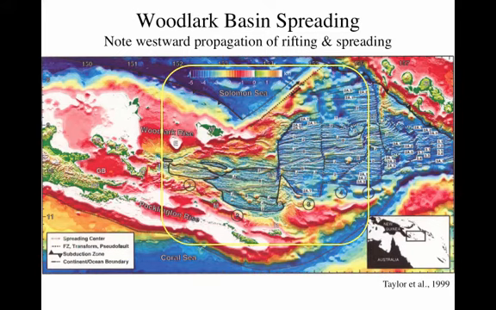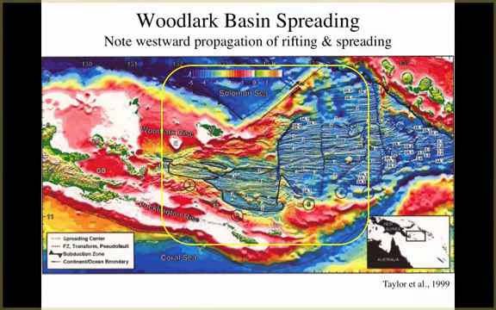This is the Woodlark Basin. Again, that's an area in blue. And we still see the subduction zone there, another subduction here, the transform fault that separates the two subduction zones, and then the spreading centers that are marked here in gray that cut down the middle of this Woodlark Basin.